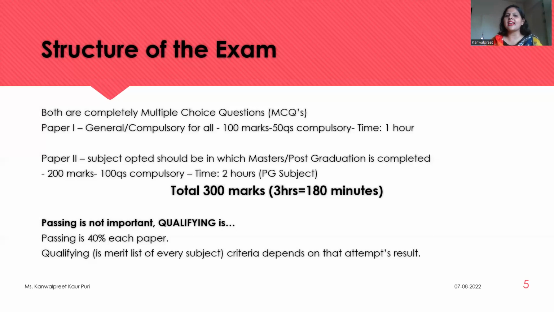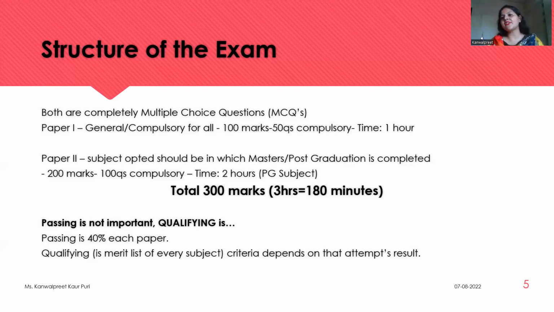In this examination, passing is not important. We are supposed to qualify. Though the passing percentage mentioned is 40% for paper 1 and 40% for paper 2, we are still supposed to qualify. Now, what is the qualifying criteria? It is a merit list of every subject, and the criteria depends on that attempt's result. Many students opt for commerce, and the commerce subject is conducted phase-wise. Somebody will have it in the afternoon, some will have it in the evening.